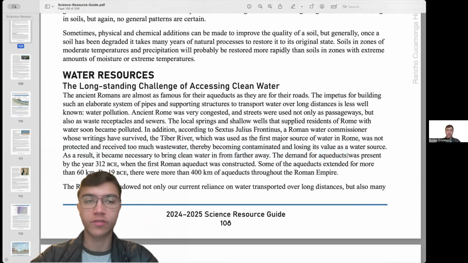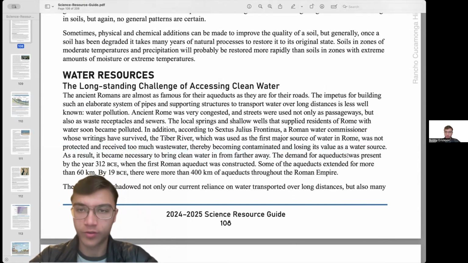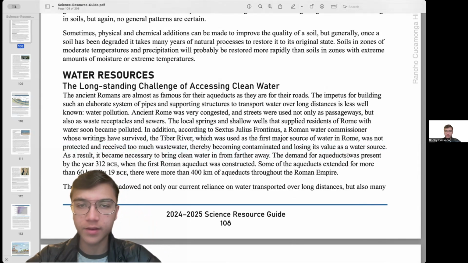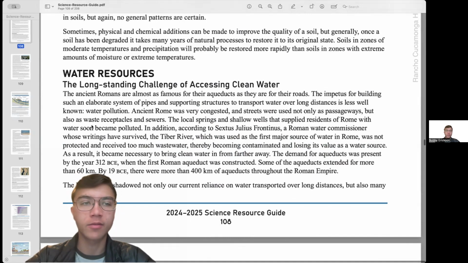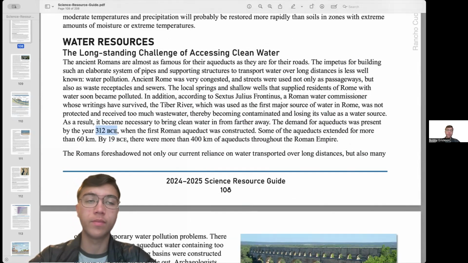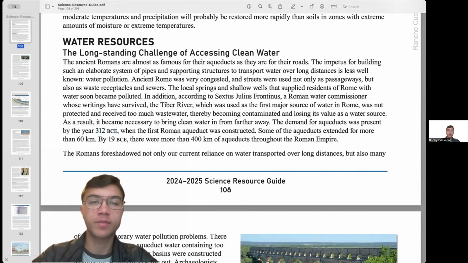So they couldn't just use their own sources of water, such as wells or different rivers, such as the Tiber River. And so they had to create aqueducts. The need for them started in 312 BCE, and this was when the first aqueduct was constructed. So, 312 BCE.